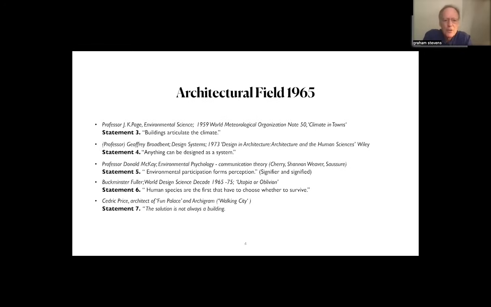The architect I was most influenced by at the time, he wasn't teaching at the university, but we were listening to his lectures at the AA, was Cedric Price, author of The Fun Palace. And what I got from him was that the solution is not always a building. So he could propose any sort of system or propose that the client do something else.